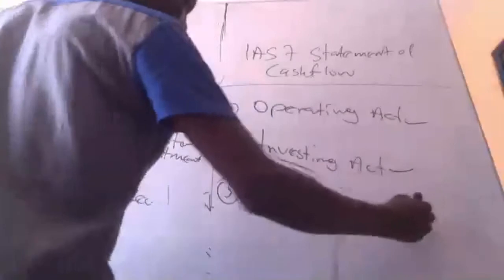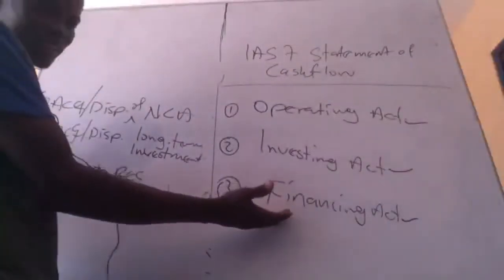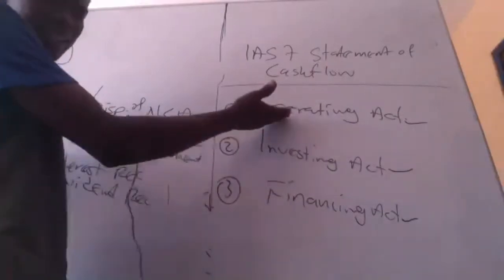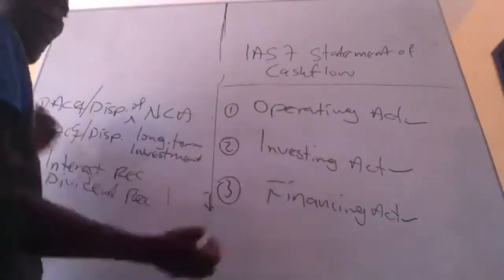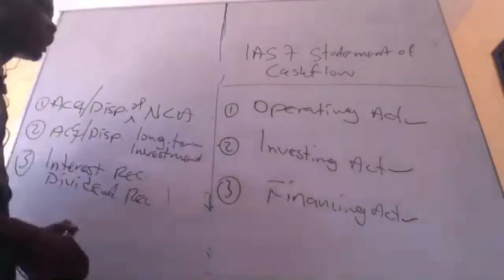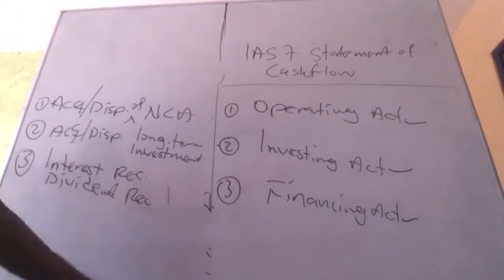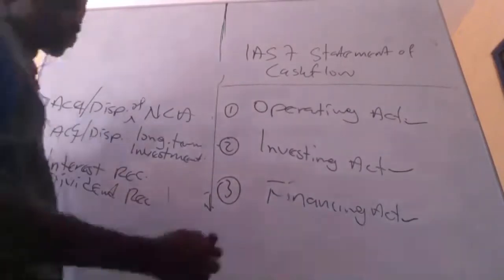Good. Now let's go to financing. Financing basically talks about how you get funds to support your operating activity and investing activity. How do you get funds to finance the operating activities, your core purpose? How do you get funds to go and buy your goods, sell your goods, buy the asset that you want to probably buy?